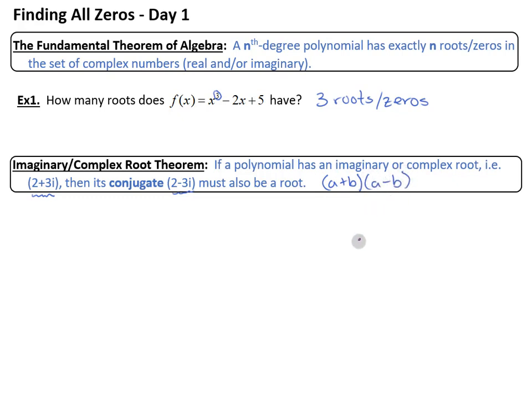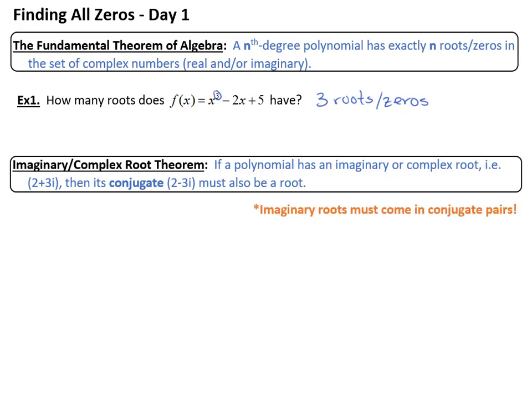I think I mentioned that in our live session. So where the first and last terms are the same, but the only difference is one's plus and one's minus, those are called conjugates. So in this case, these would be called complex conjugates because they're complex numbers. But in other words, what this theorem is telling us is that if a polynomial does have an imaginary or complex root, its conjugate also has to be a root.